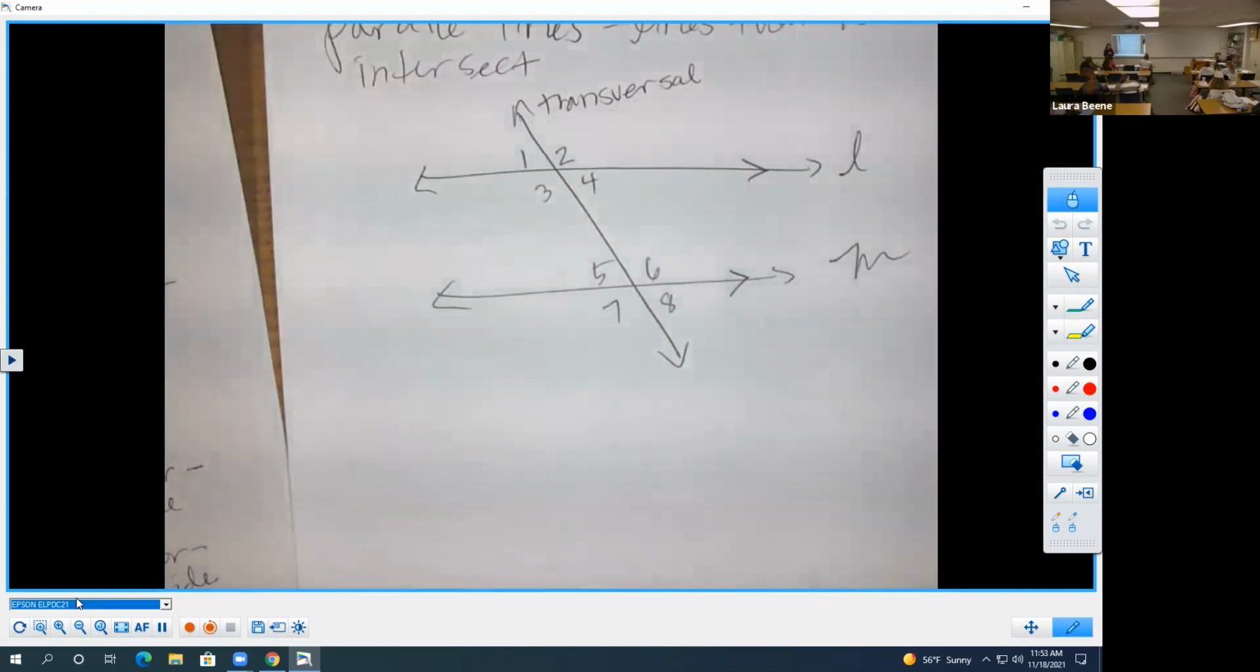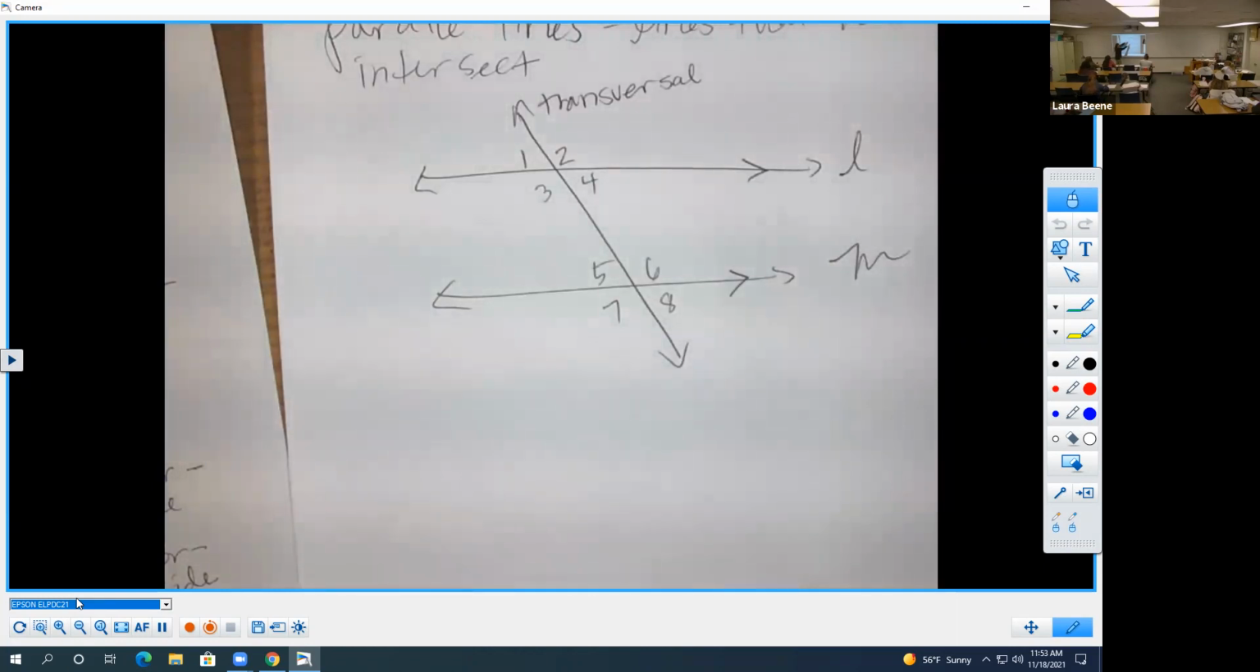Okay. Consecutive is ones that are right next to each other, but not a linear pair. Let's talk about linear pair first. Which ones are linear pairs? We've got lots of them. 1 and 2, 1 and 3, 3 and 4, 4 and 2, 5 and 6, 5 and 7, 6 and 8, 8 and 7. Those are all linear pairs. So consecutive are ones that aren't linear pairs, but next to each other. So 3 is not consecutive with 1 because they're a linear pair. 3 is consecutive with 5.